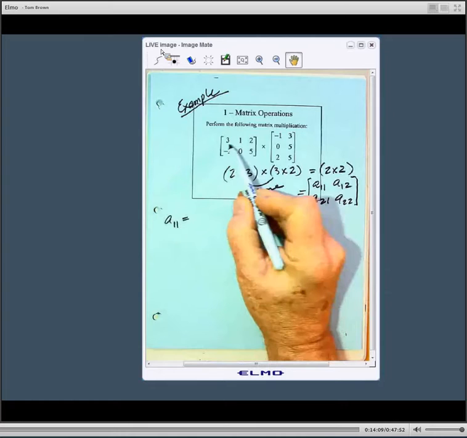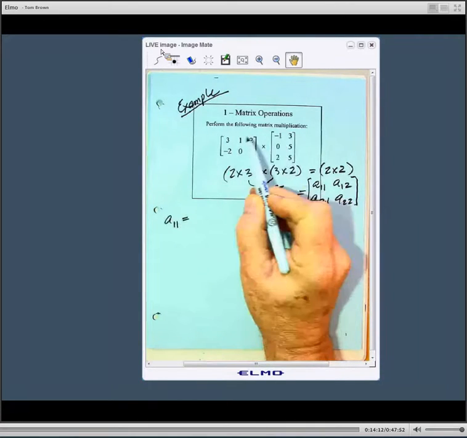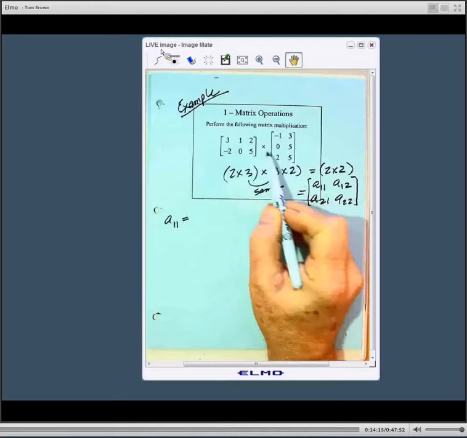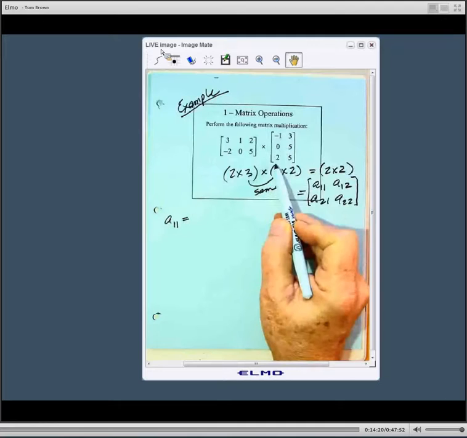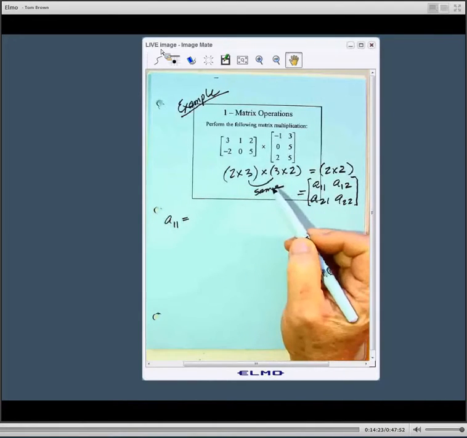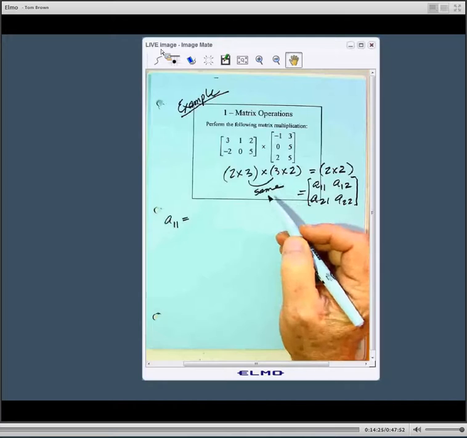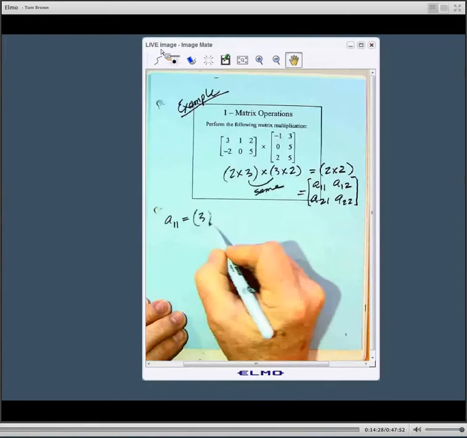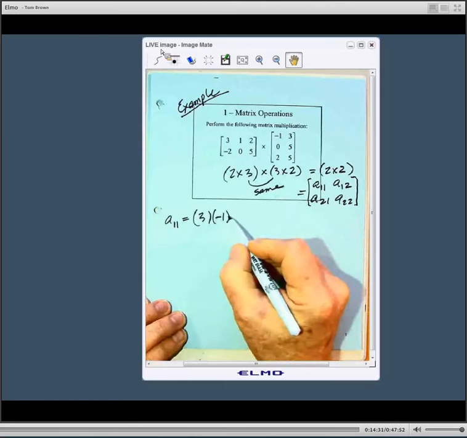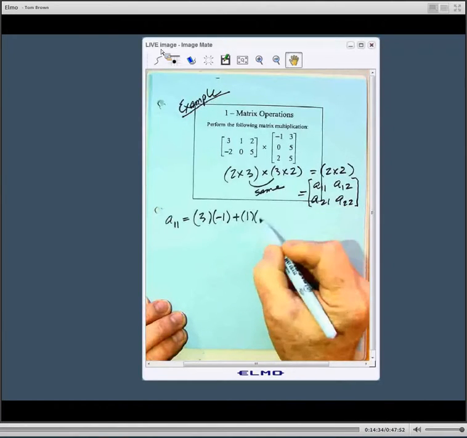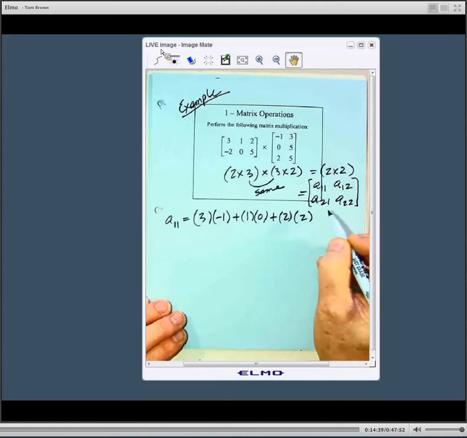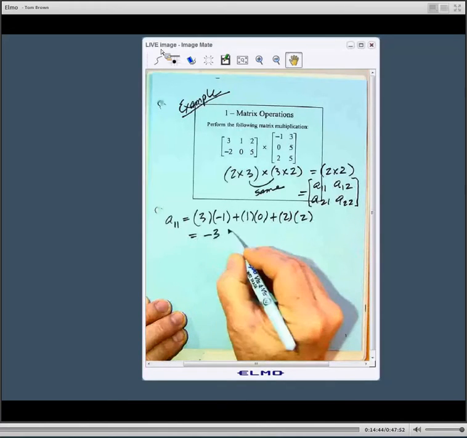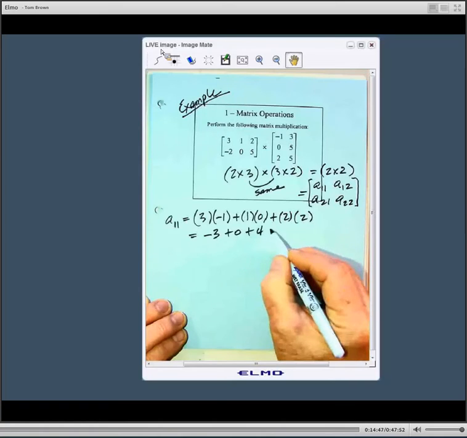is going to be equal to 3 times minus 1 plus 1 times 0 plus 2 times 2. See, this is why you're doing a row to a column. So you have to have, that's why they've got to have these the same, or somebody will be left standing. Okay, so we have 3 times minus 1 plus 1 times 0, and I'd write all these out, plus 2 times 2, and then do the multiplication. What we have is minus 3 plus 0 plus 4 equals 1.